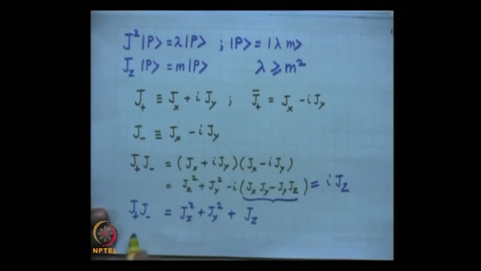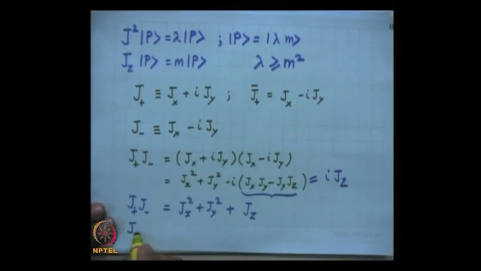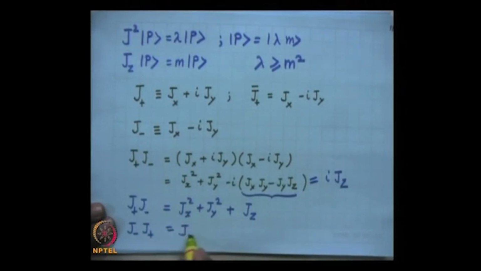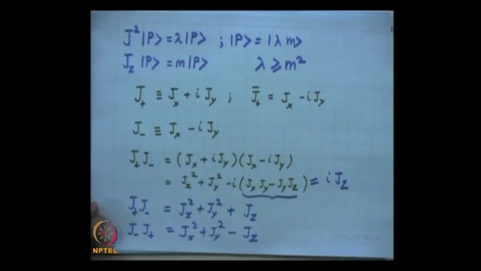I leave it as an exercise for you to show that if you take it in the reverse order, that is j minus j plus, it will be equal to j x square plus j y square, but here it will be a minus sign. I leave it as a very simple exercise.